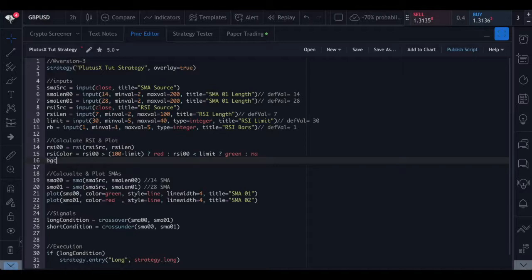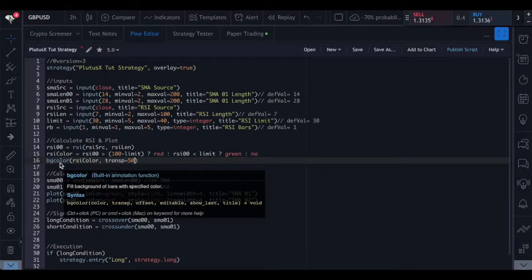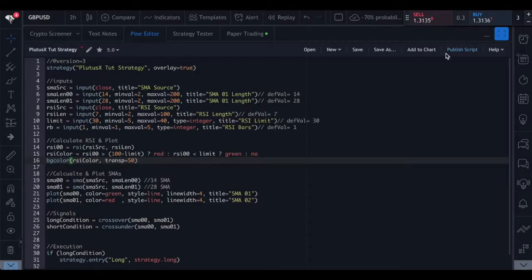Now we could do background color, and then we're just going to do this. Transparency equals 50. Transparency goes through 1 through 100. Obviously, 0 is 0 transparency, 100 is 100% transparency. And let me just make sure I got the syntax properly. Yep, transp. Alright, let's save this and see what happens.